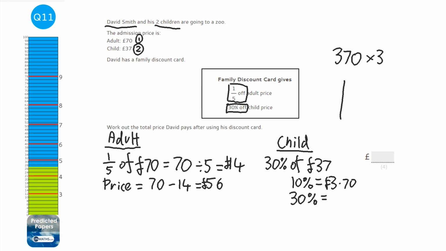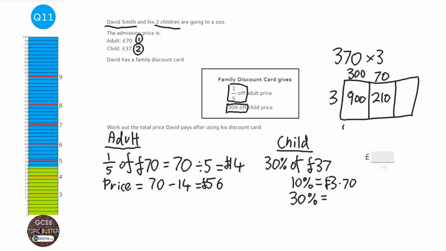So I can do a little grid. And if this is on the calculator, then obviously you just type it into the calculator. And obviously that's going to be 0, so we don't need that one. So it's 900, that's 21 with a 0. So 900 plus 21, 210 even, 0, 1, and then 11. So that's going to be £11.10.